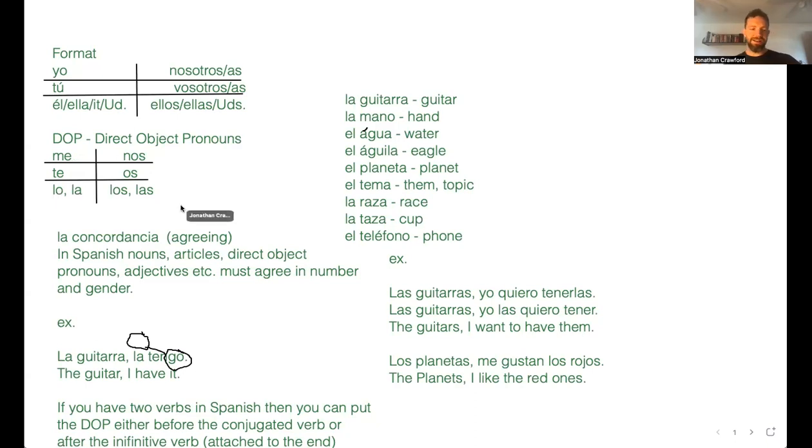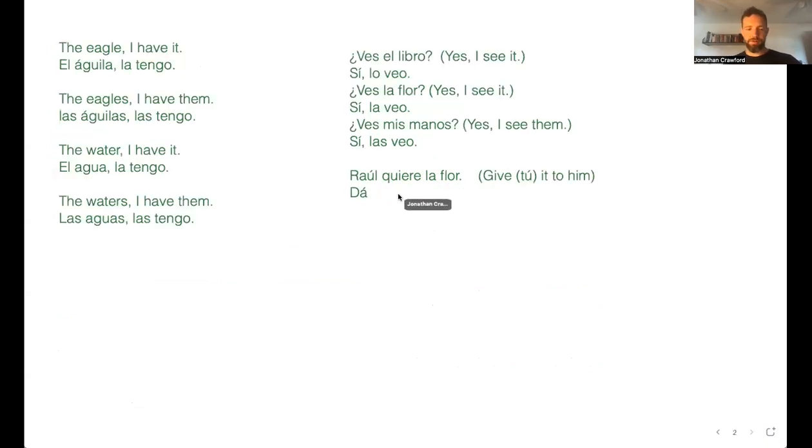But it can also be used intransitively because you might give it to somebody, right? And so an indirect object pronoun, which we talked about, are like the pronouns used with verbs like gustar. You say le gusta, me gusta, te gusta, le gusta a él. And so if we're talking about the third person, if I want to give it to Raúl, then I say da le, right? Da le. But then la flor is la.